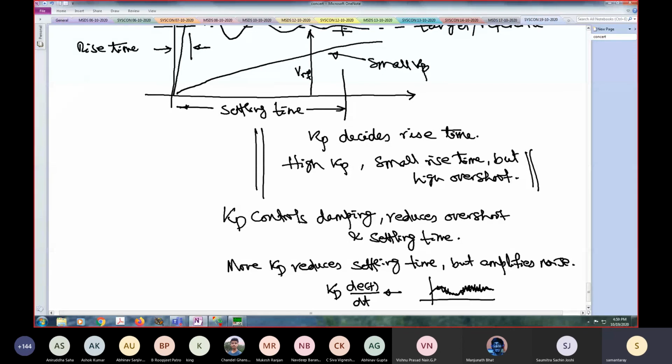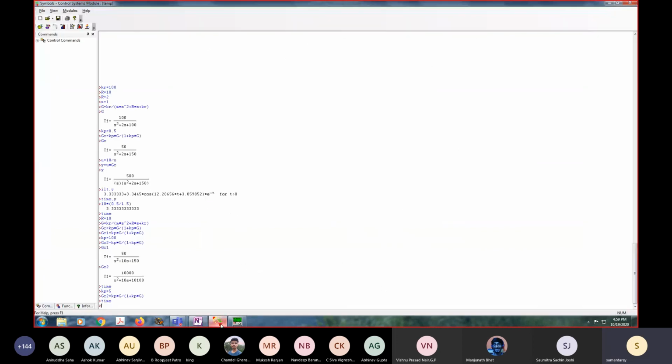So what we have: Kd will address damping, Kp will address how fast you approach the trajectory, and Ki removes steady-state error. These are the three things. You have to play with these parameters to design the control system. Now time is up, so I will just show how that works.